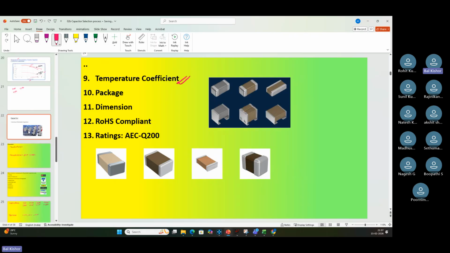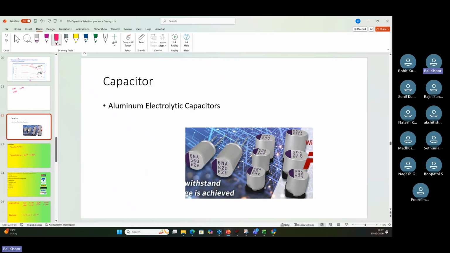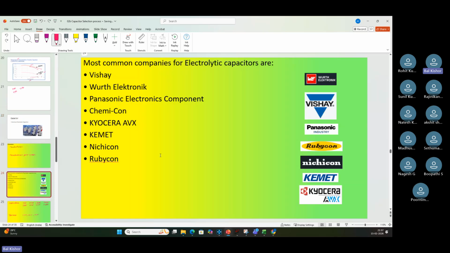Let us quickly see the electrolytic capacitor. Same, a few manufacturers I'll tell you quickly. Vishay is one of the most important for ceramic capacitors, and Panasonic is mostly preferred for automotive components and all. And Nichicon, Rubycon, and Chemi-Con, and even Kemet. These three or four are very specific to electrolytic capacitors.